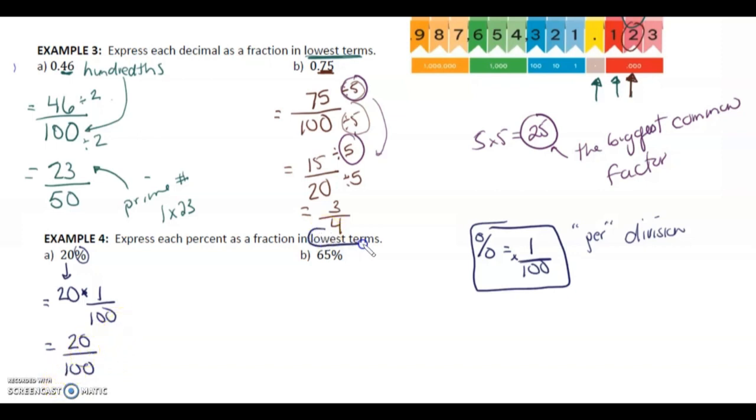So we want this fraction in lowest terms. So what can we divide both 20 and 100 by? Well, we can actually divide it by 20. So 20 divided by 20 is 1. 100 divided by 20 is 5. We get 1/5. So 20% is equivalent to 1 over 5, 1/5.